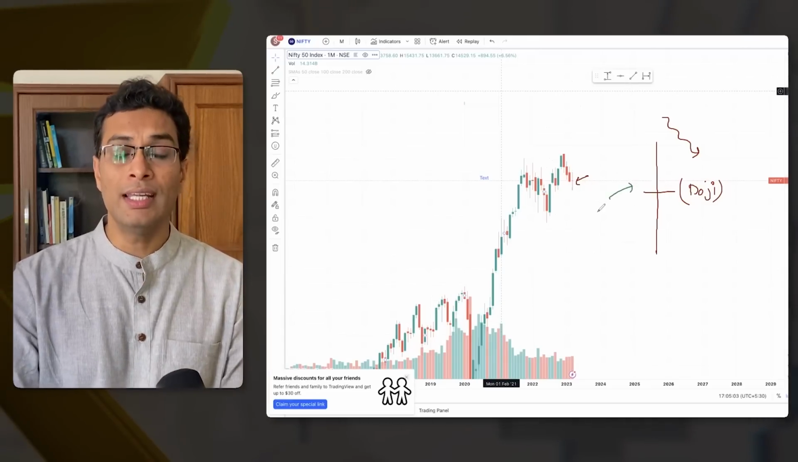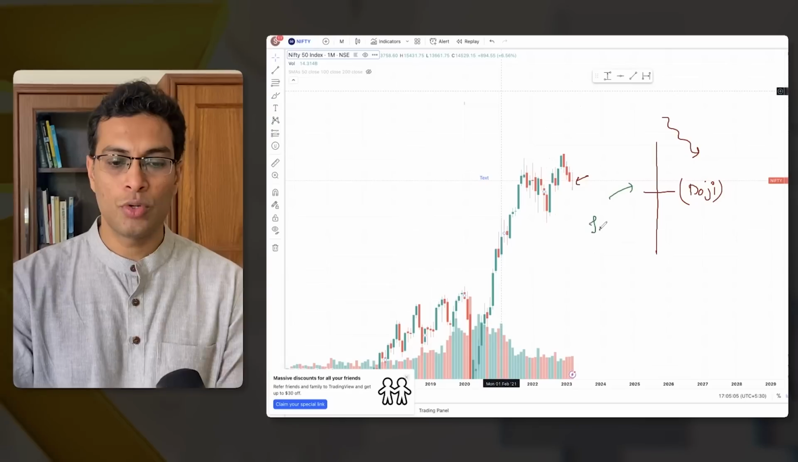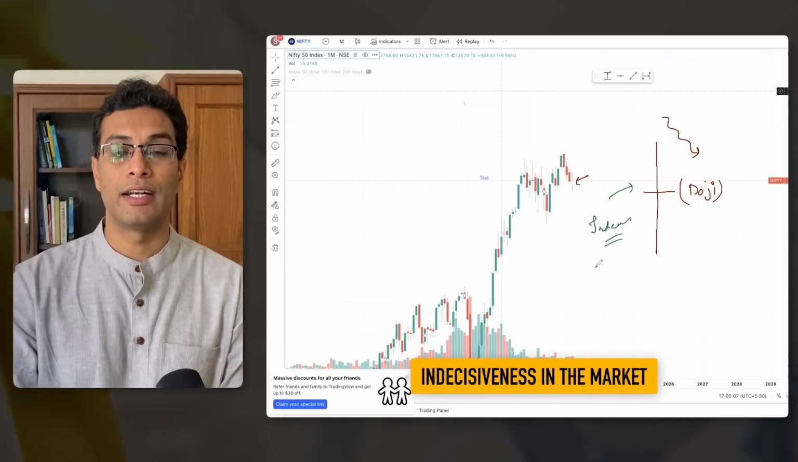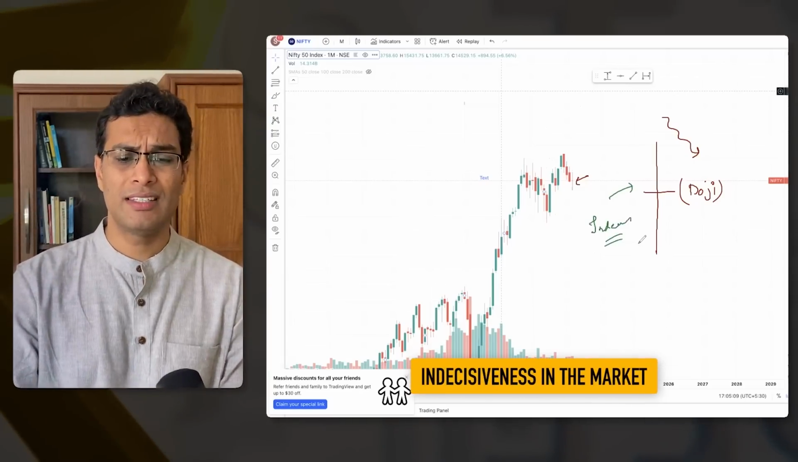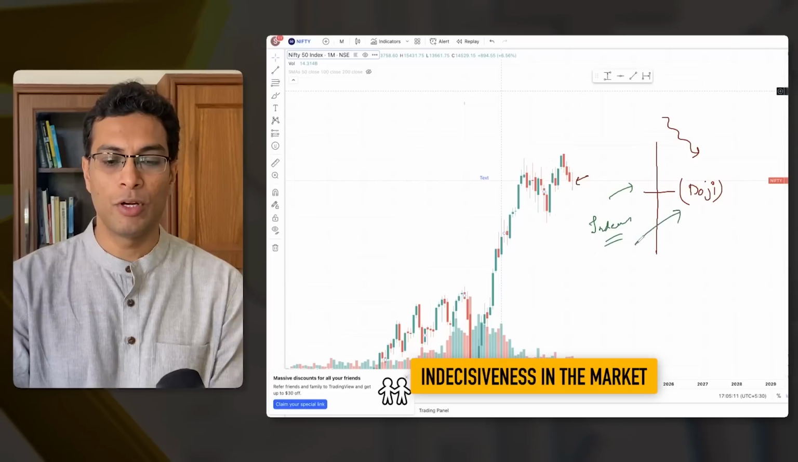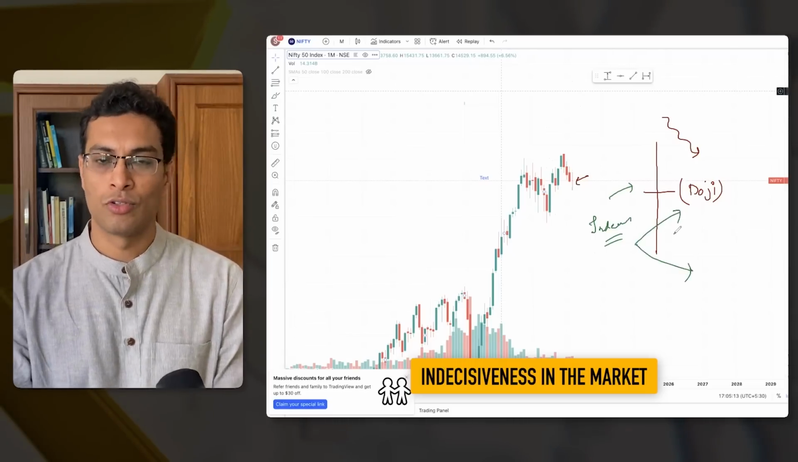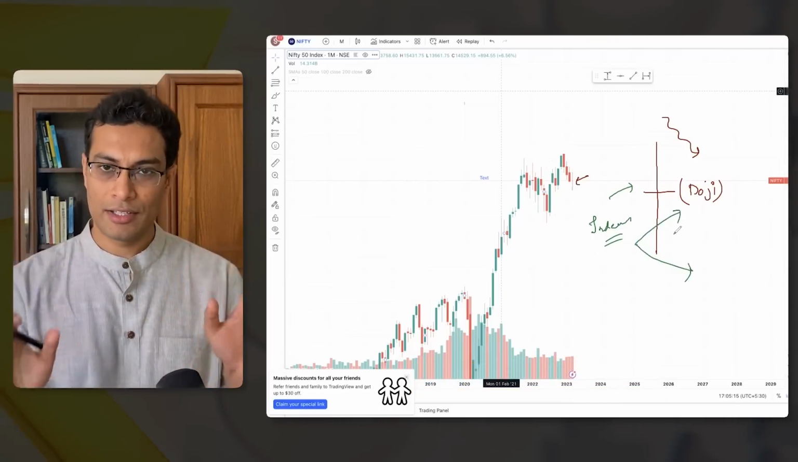Whenever you see this type of doji pattern, it shows indecisiveness in the market. So what is the meaning of indecisiveness? It means that the market does not know whether it should be going up or going down. So kuch bhi ho sakta hai. That is the meaning of indecision.